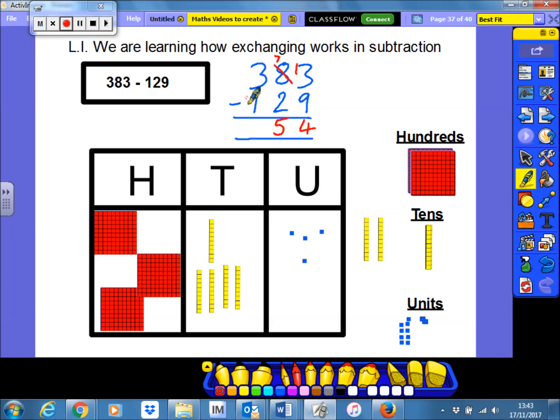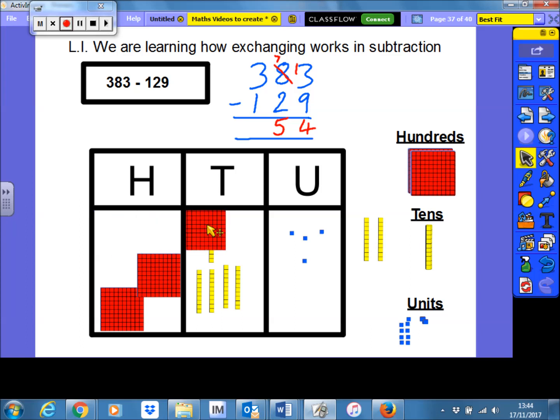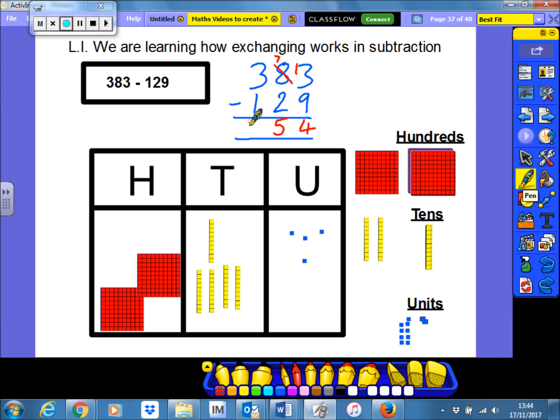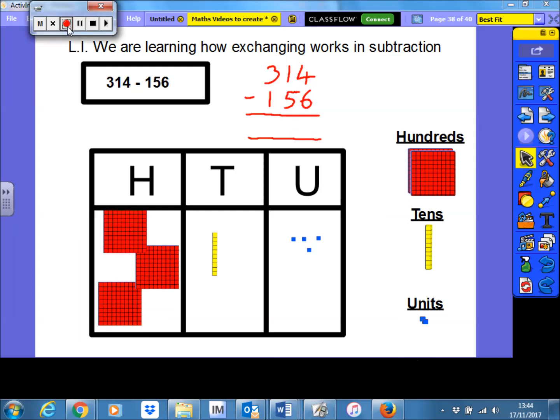Now I have 3 hundreds, and I'm taking away 100. Again, that's not a problem. I have enough hundreds to do that, and so I'm left with 2 hundreds. So at the end of this calculation, we've had to exchange once, and we are left with 254. Let's see another example.